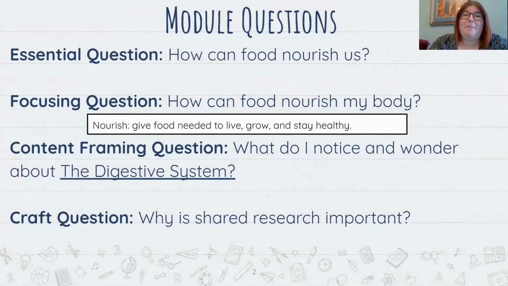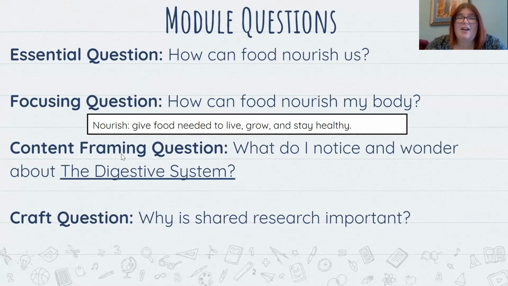So I also like to think about the module questions as we start to go through this. Our essential question, Miss L told you yesterday, how can food nourish us? Let's read this focusing question here. How can food nourish my body? Remember that now we have nourish 2 times. Nourish means to give food needed to live, grow, and stay healthy. So how can food give me things that I need to live, grow, and stay healthy? That's that question we're going to be exploring these next few lessons.